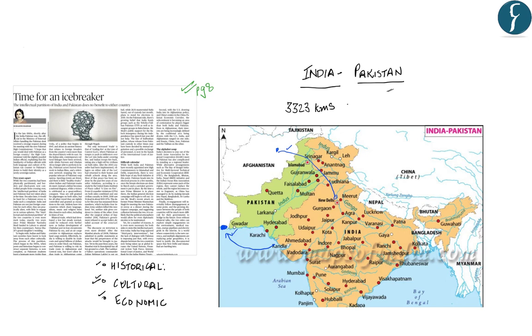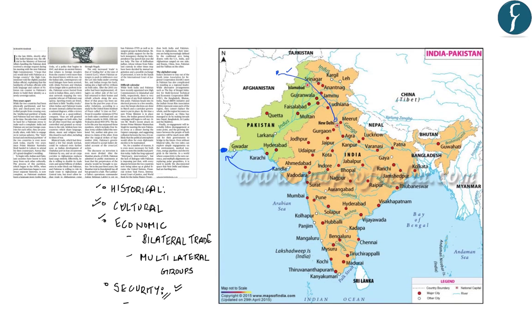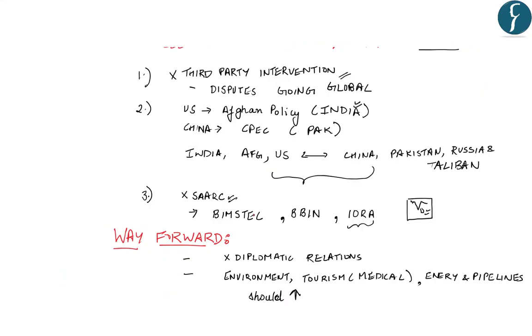This article is important both from prelims and mains perspective. From the prelims point of view, we should know what is the border length between the two countries, and between India and all of its neighbors. Second, we should know in detail about the BIMSTEC, BBIN and Indian Ocean Rim Association groupings. How many members are there in this group? What is their purpose? Are they military alliances or economic alliances? That we should know in detail.